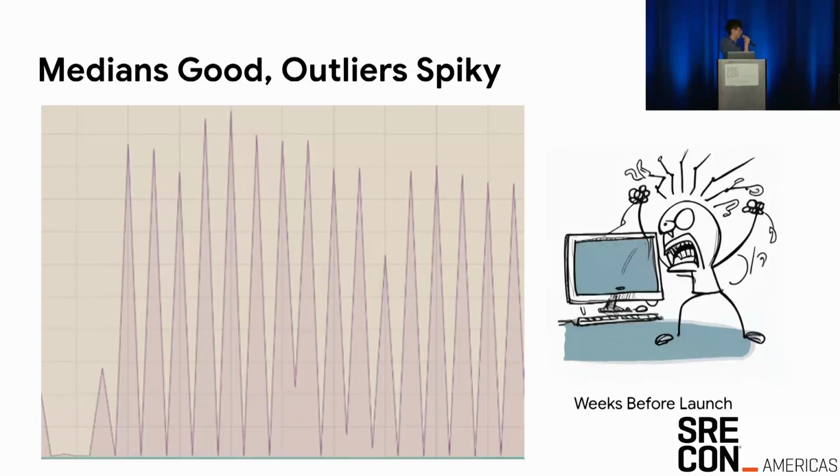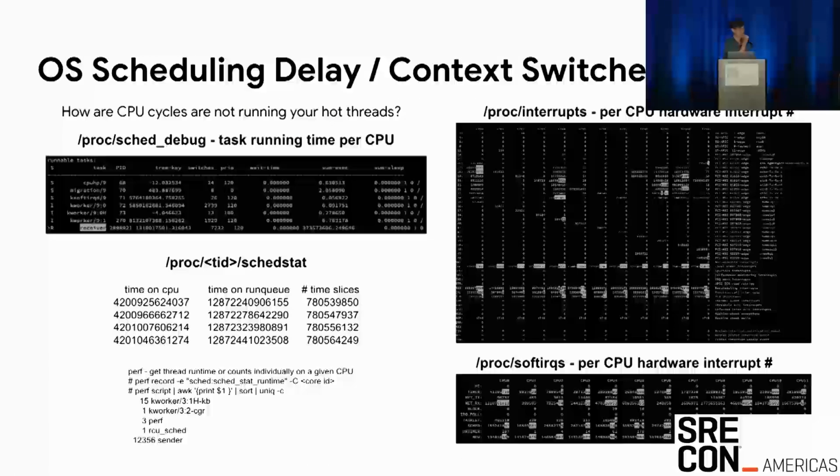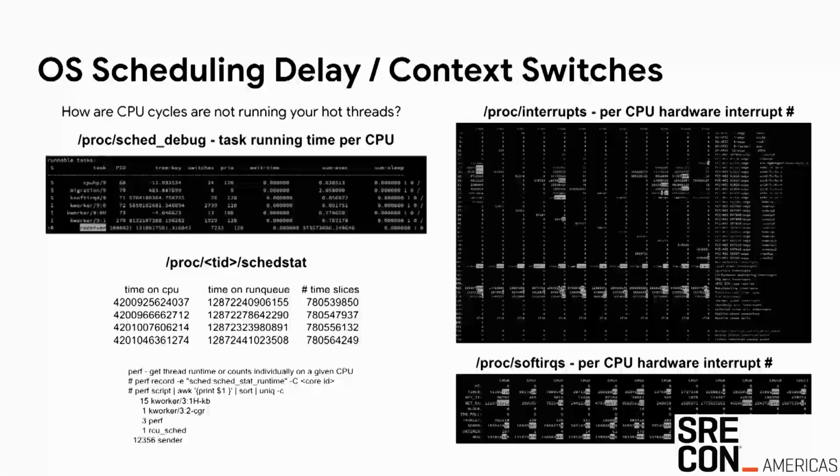And this was me a few weeks before launch. In this case, it's because we forgot to turn off swap. And the question you have to ask yourself is, knowing that your application is fast and your network is fast, does your application and your hot threads have all the CPU time that they can get?